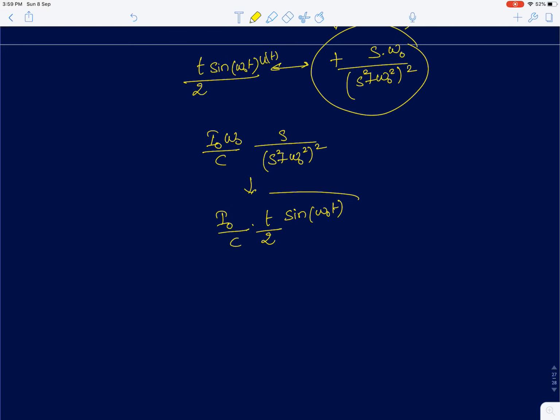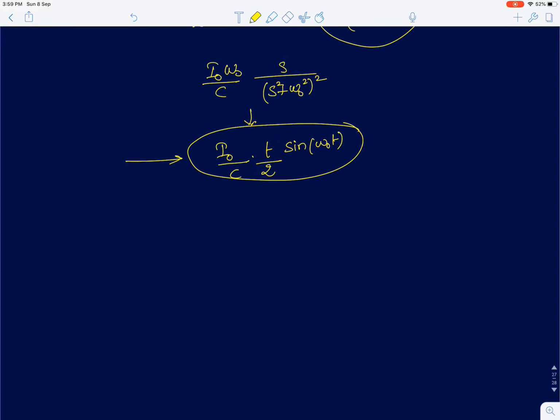So this is nothing but a linearly increasing sinusoid. The sinusoid's amplitude will increase linearly. Eventually, at t equal to infinity, the sinusoid will blow up. You will have an infinite amplitude sine wave. Now, we'll try to intuitively verify whether this result is correct or not.